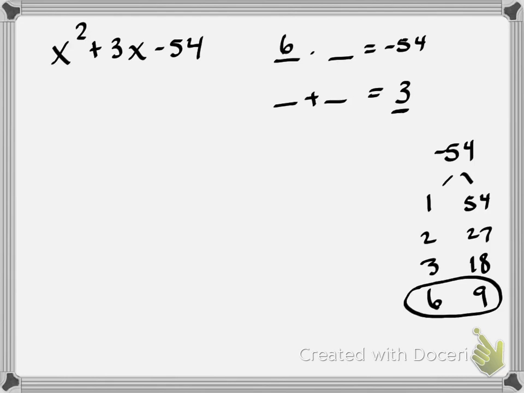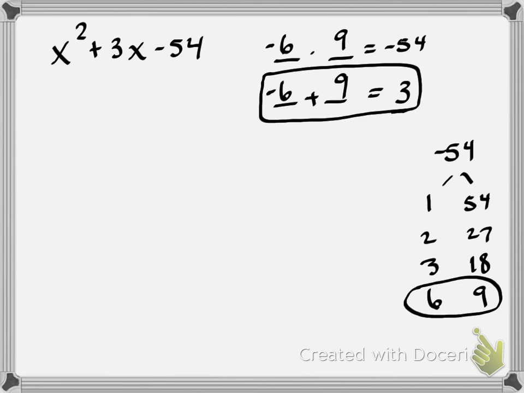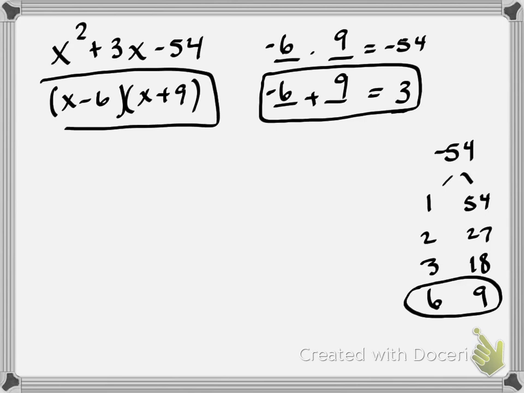So I'm going to put those in, 6 and 9. And then I want to look again at the addition portion. How do I get a positive 3, putting a negative either here on the 9 or here on the 6? Which one will give us a positive 3? Hopefully you've guessed it already, and it should be a negative 6 on there. So if I write my parentheses, I would go x minus 6 and x plus 9. And that would be my answer.